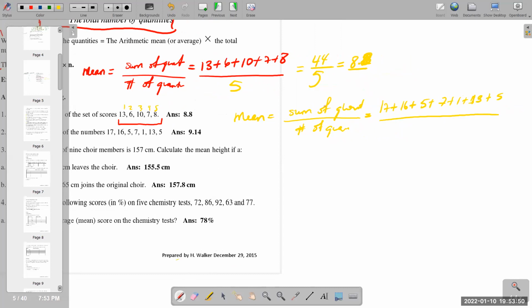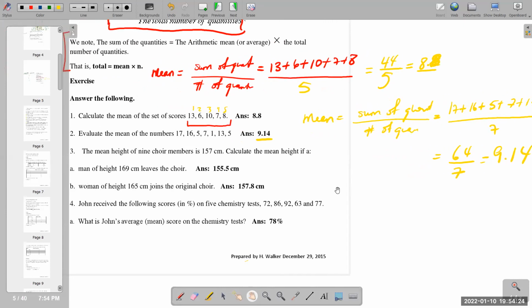Okay, excellent work, ladies. So we're going to have 64 over 7. So what's my answer when I divide 64 by 7? 9.14. Excellent. You see, you get back the answer, 9.14. Or 9.1 will also be accepted by CXC, because if you round this off to 1 dp, you will get that.